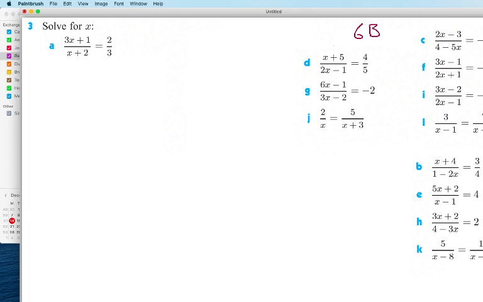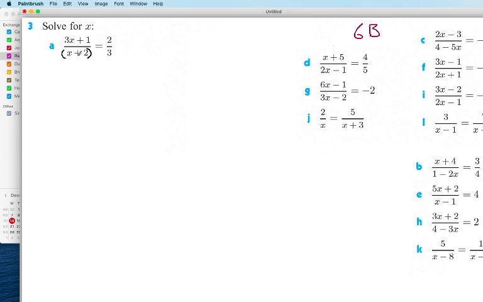So if we look at, say, question A for the time being, first rule, we have to get rid of the denominator here. What we should have learned back in the algebraic fraction section is that we have to keep these things together as a block. The x plus 2 has to stay together.